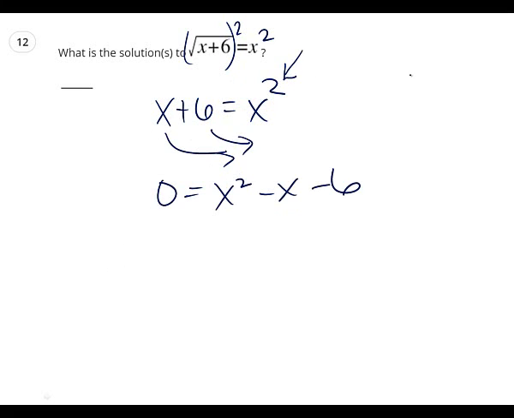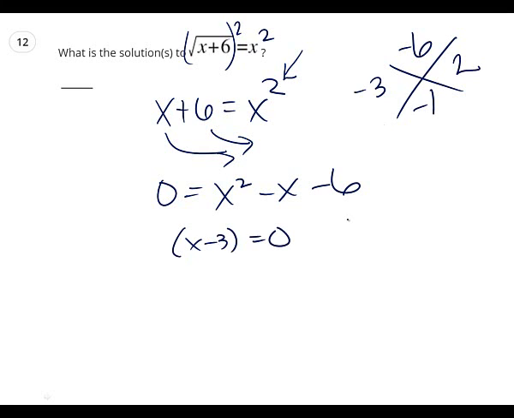How do we factor that? Magic X. So two numbers that multiply to negative 6 and add to negative 1. Do I need a box? No. So we've got x minus 3, and I'm going to go right to zero product property. My x plus 2 equals 0. So x equals what? 3. And x equals negative 2.